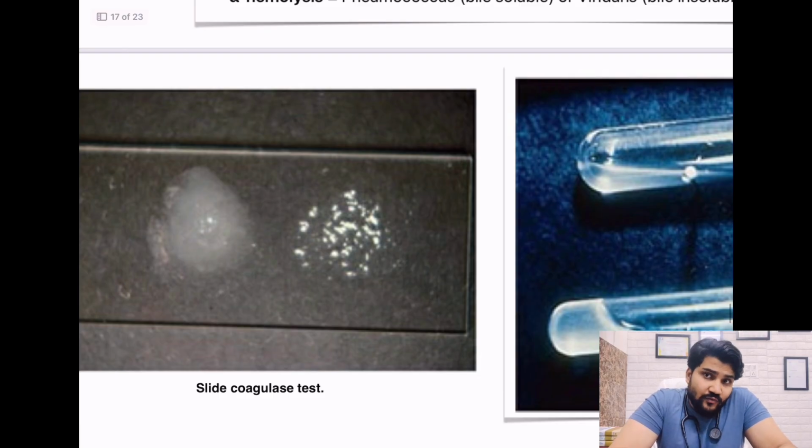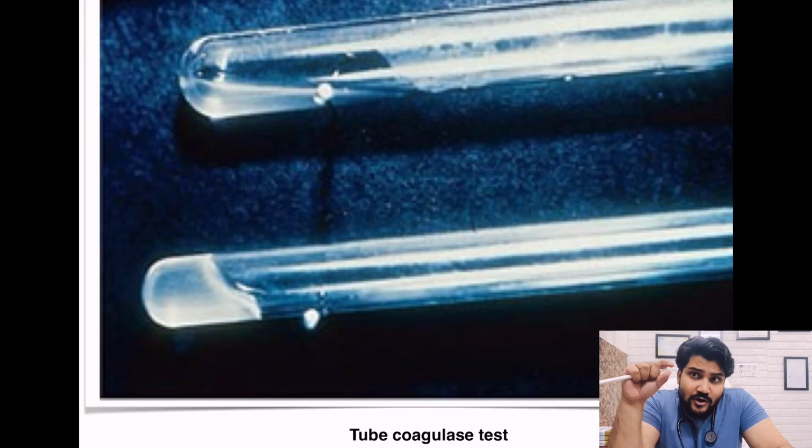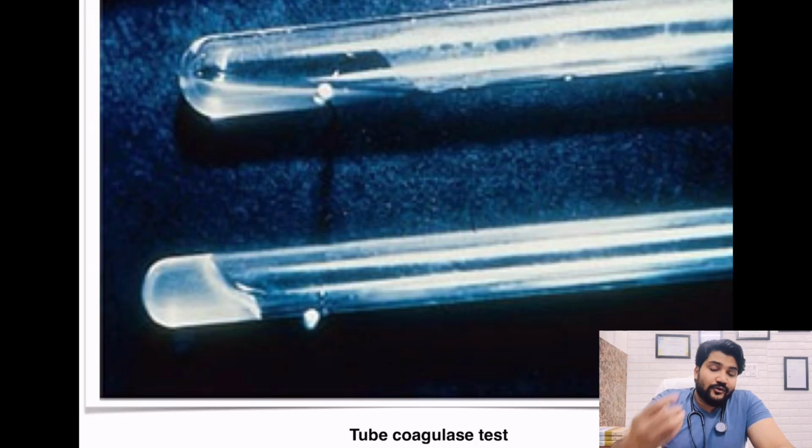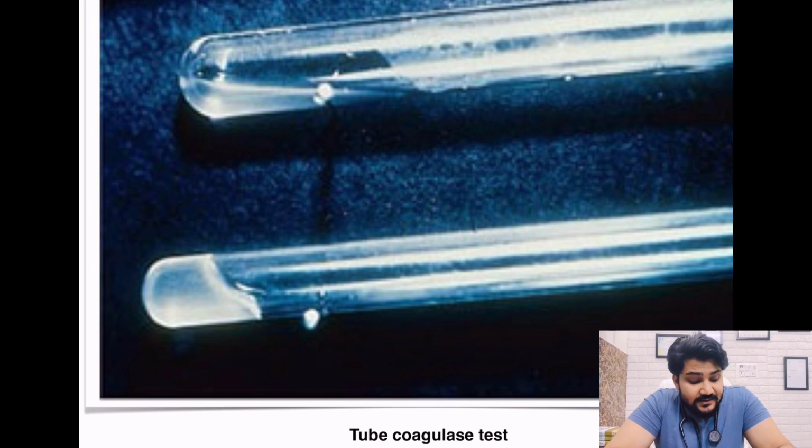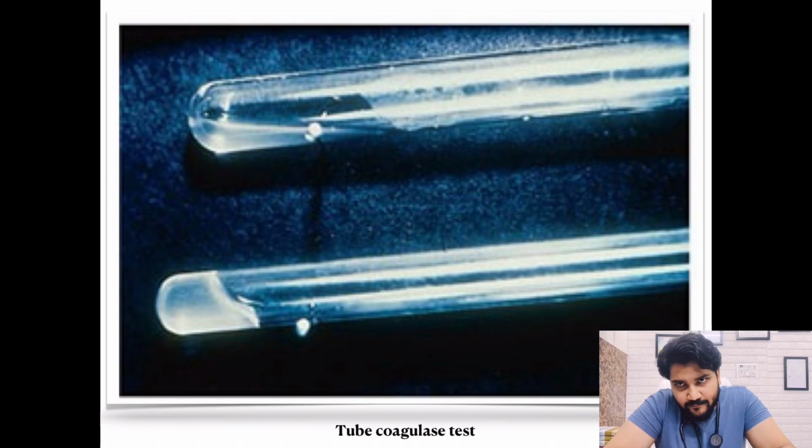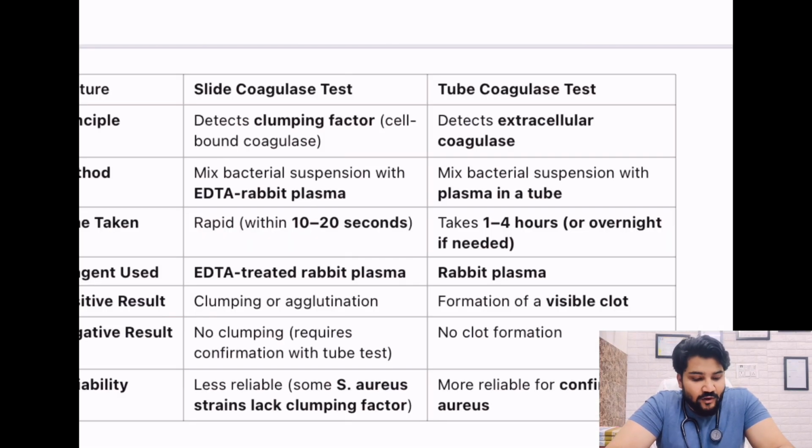Okay, and how will you check this? If you tilt the tube, this jelly will not move. So if it is sticky, it is stuck, it is not moving, means coagulase is positive and you are having Staphylococcus aureus infection in the sample. Okay, fine. So this is the chart of your slide coagulase and tube coagulase.